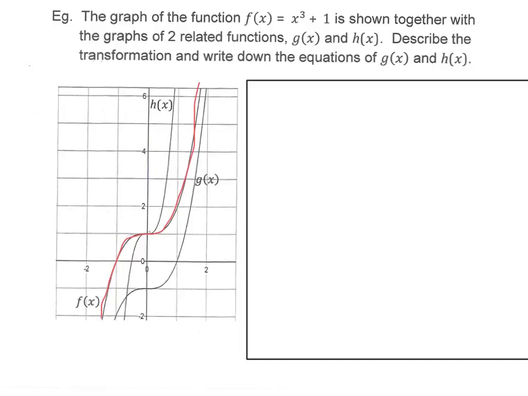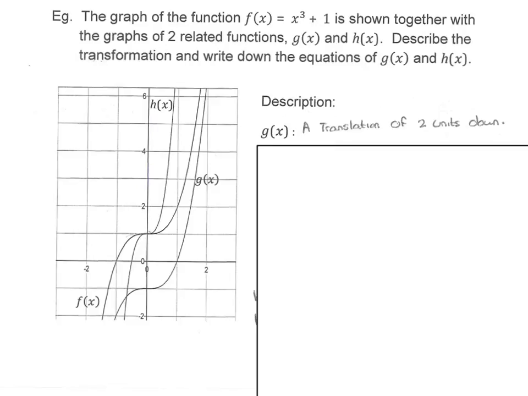If I pick this coordinate here at 0, 1, it's been moved down to 0, minus 1. It's gone down 2 units. So let's see if that's true for other points. At 1, 2, this has moved down to 1, 0. So again, it's been shifted down by 2 units. So to get from f of x to g of x, it is a translation of 2 units down, so a translation of 2 units parallel to the y-axis.